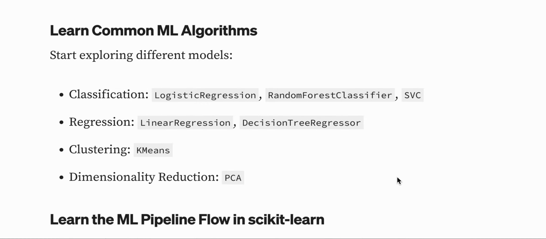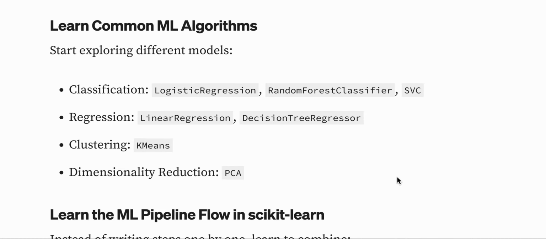Okay. Learn common ML algorithms. So for example, we are going to explore different models. What are the different models? For example, classification, which is like logistic regression, the random forest classifier, the SVC and all those. Regression falls under a few categories, which is like linear regression, the decision tree regressor and all the rest. Clustering means again the k-means. Dimensionality reduction is the PCA.